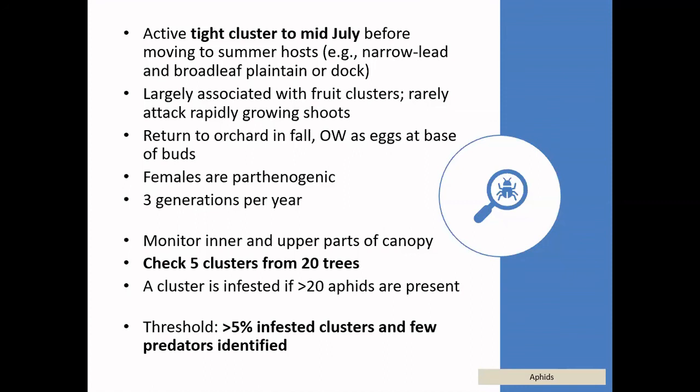Note that, as I mentioned, there is a lower threshold for this pest compared to green apple aphid. So if more than 5% of the clusters that were observed are infested with rosy apple aphid, and there are very few predators that have been identified, then a control measure would be warranted.